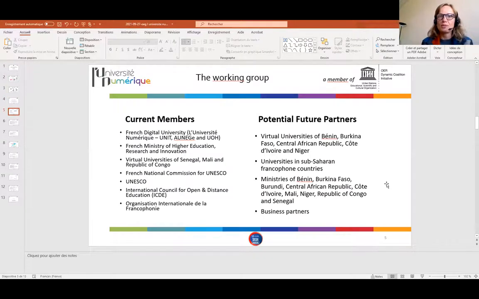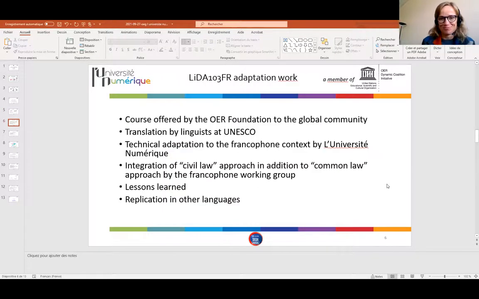Université Numérique collaborates with ICDE, UNESCO, virtual universities and ministries in West and Central Africa to promote the UNESCO OER recommendation. This partnership includes a lot of partners, and we hope other partners will join the group. This course was offered by the OER Foundation and was extraordinarily well translated by the linguists at UNESCO. But further to this work, a number of technical and legal adaptations were needed. This work has given us lessons learned and an idea of how to replicate the work in other languages.